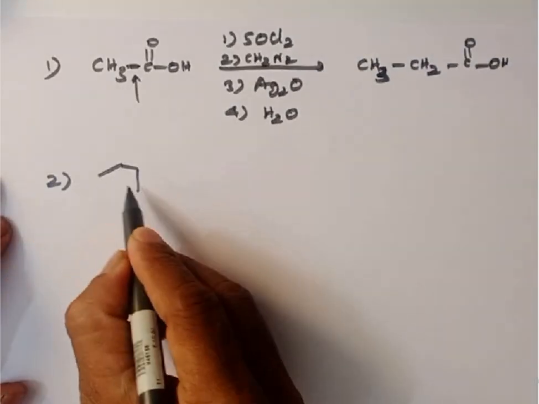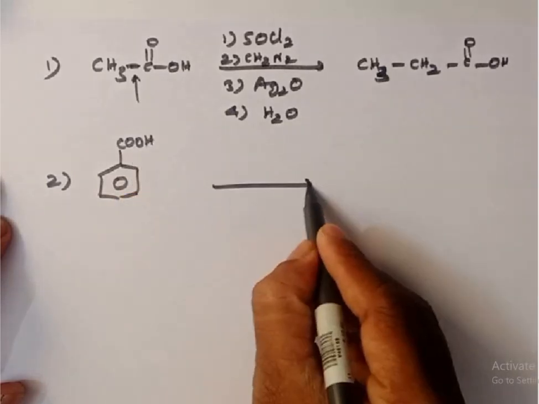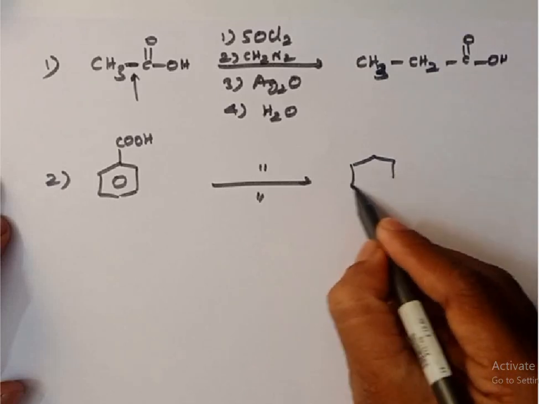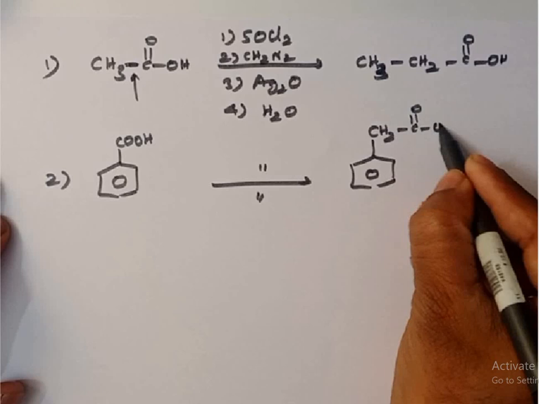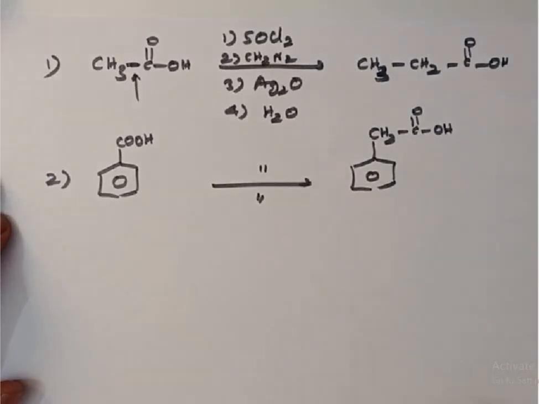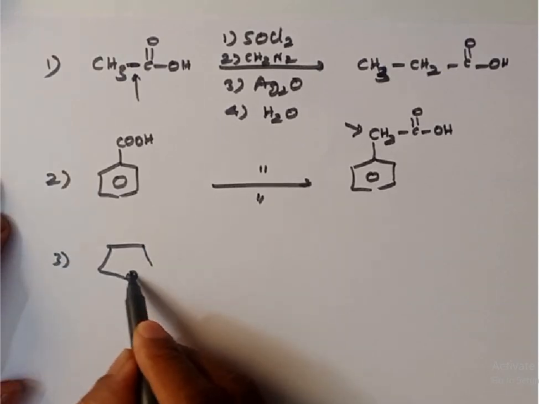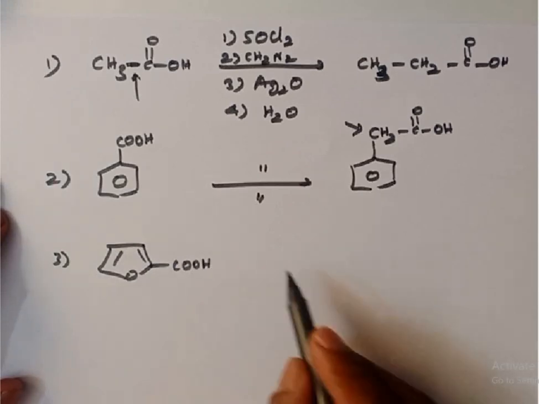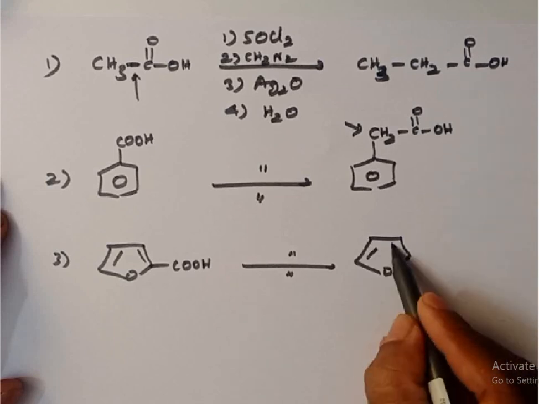You can also do this reaction with aromatic carboxylic acid. Take aromatic carboxylic acid and add all these reagents, and you will get the next higher homolog series, that is phenyl ethanoic acid or phenyl acetic acid. A CH2 group is incorporated here. You can also carry out this reaction with heterocyclic compounds. You take this compound and add the reagents, you will get the next higher homolog series.